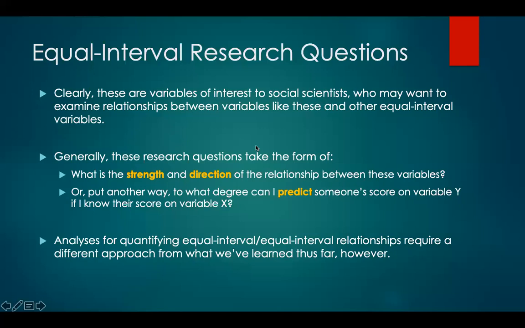Clearly, there are variables of interest to social scientists who may want to examine relationships between variables like these and other equal interval variables. Generally, these research questions take the form of, what is the strength and direction of the relationship between these variables? Or put another way, to what degree can I predict someone's score on variable Y if I know their score on variable X? Analyses for quantifying equal interval and equal interval relationships require a different approach from what we've learned thus far.